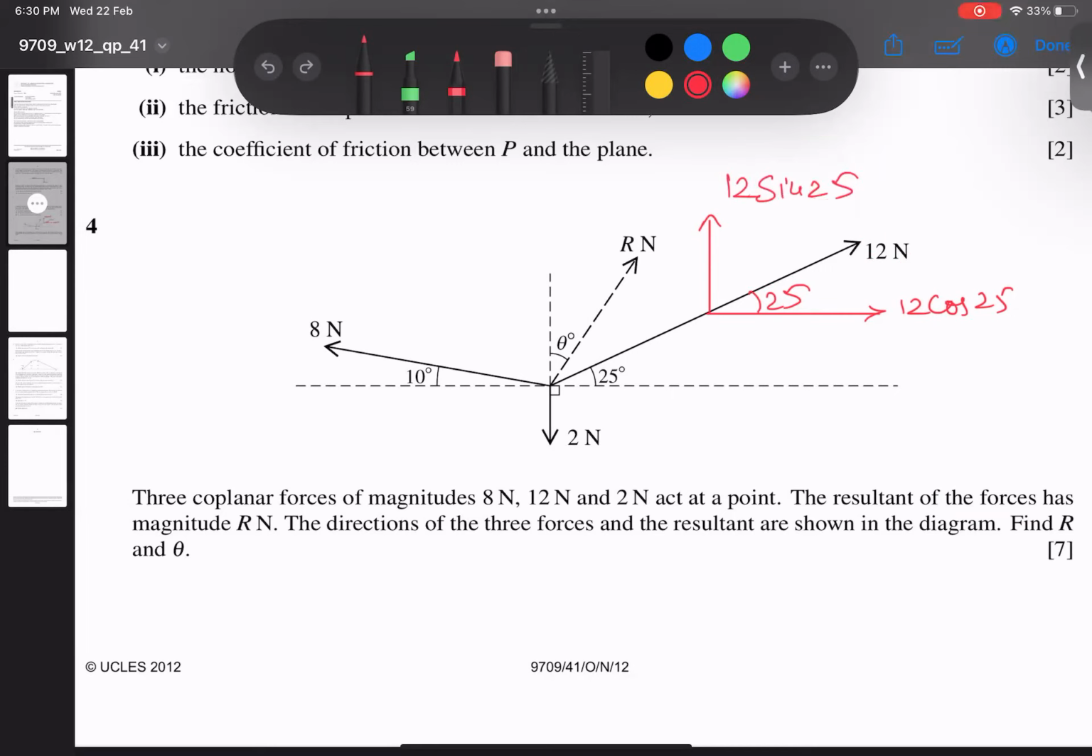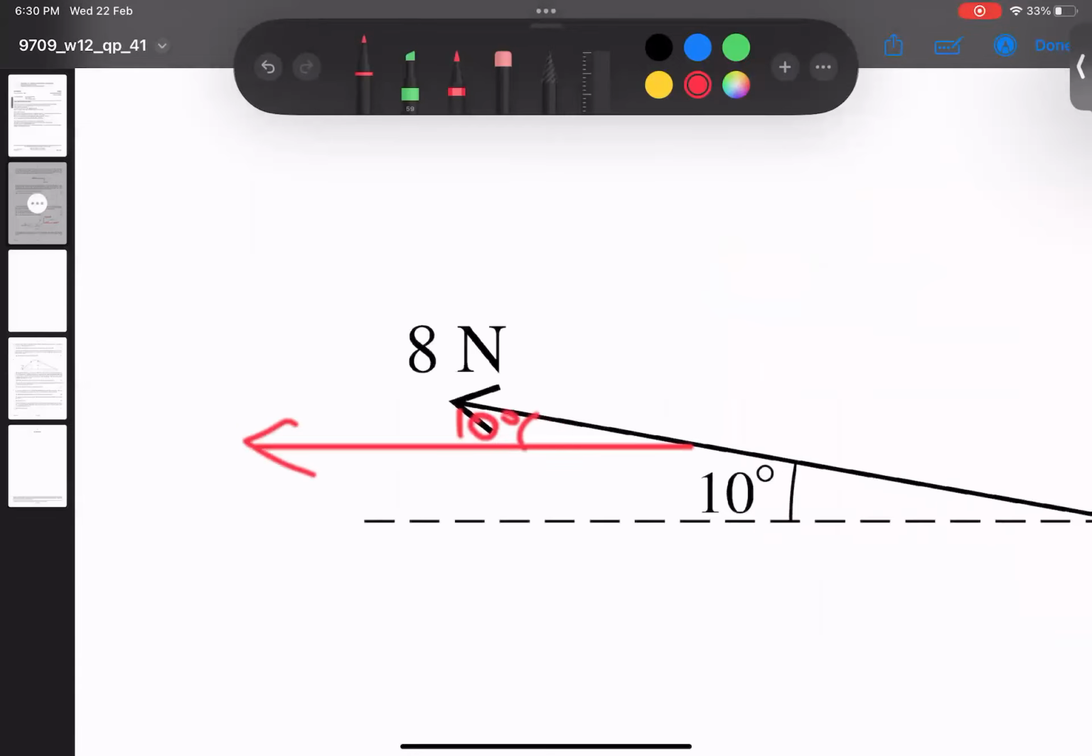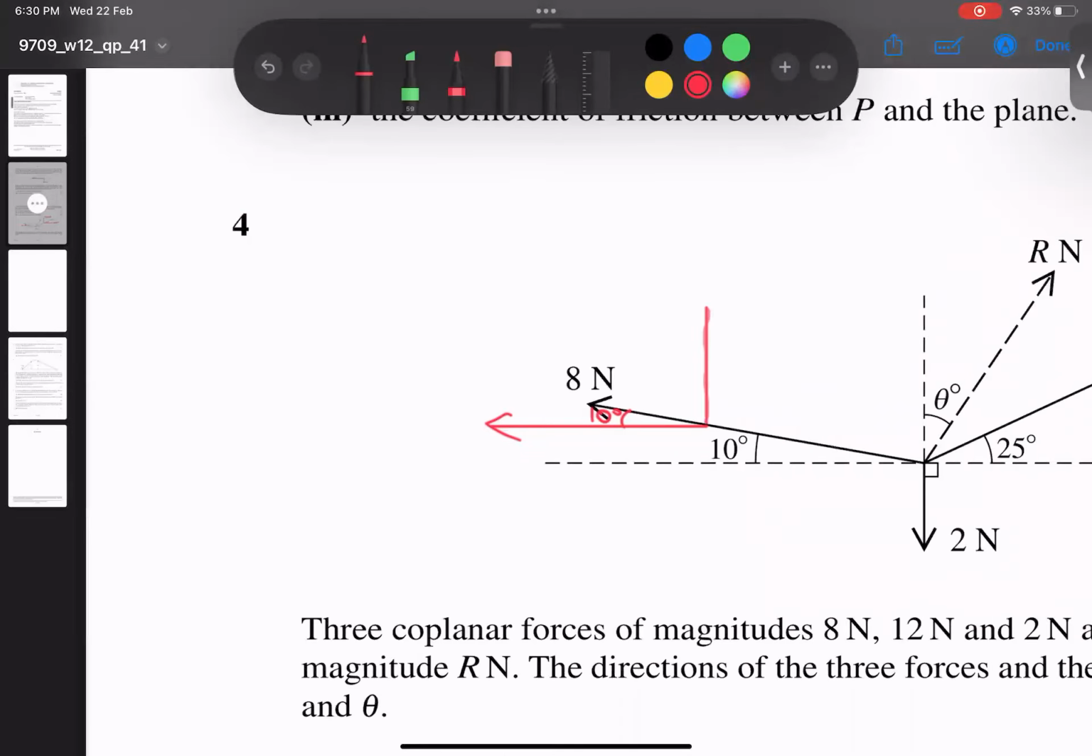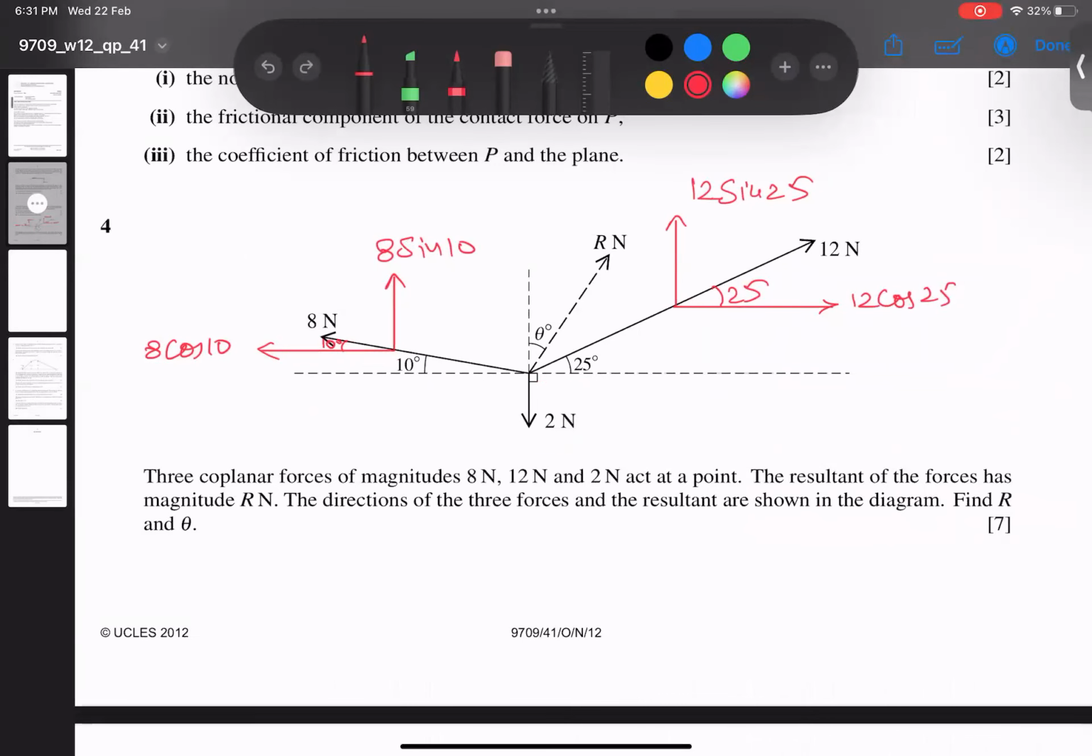After this, the next part is the 8 with the angle 10 degrees. So 8 and 10 degrees. The component parallel to the angle is called the cos component, and the other is called the sine component, 8 sin 10. This force is acting parallel to the y-axis, so it has no components. Make sure of that.